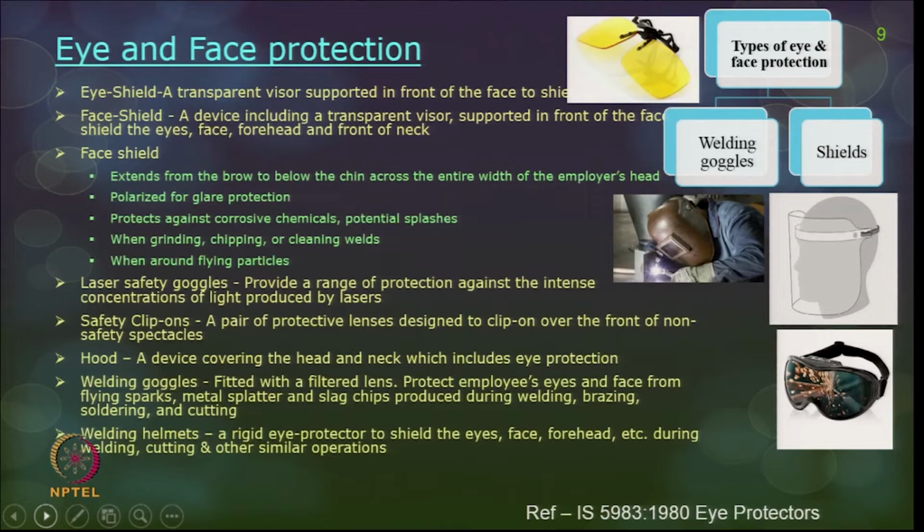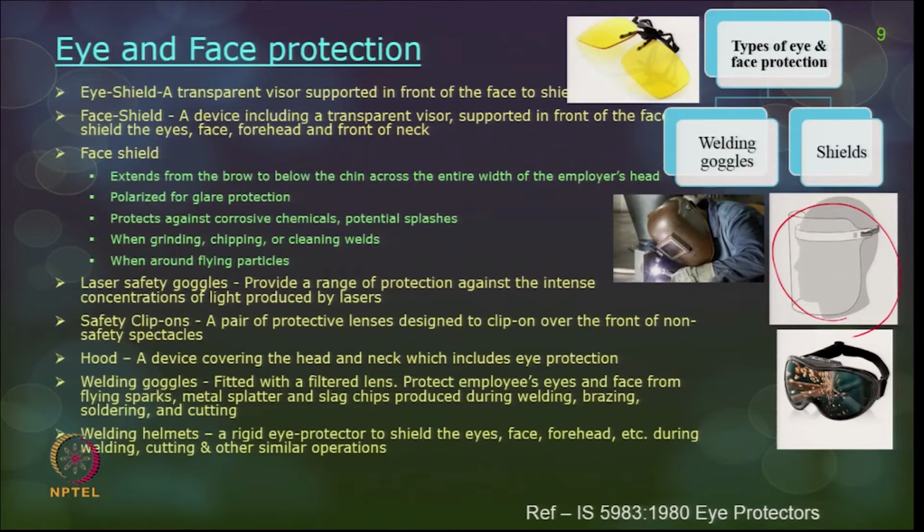Eye shield, a transparent visor supported in front of the face to shield the eyes. The face shield is a device including a transparent visor supported in front of the face, which can shield the eyes, face, forehead, front of the neck and so on. So, this picture is primarily the face shield. With the COVID situation, I think many of you will know what a face shield is all about.